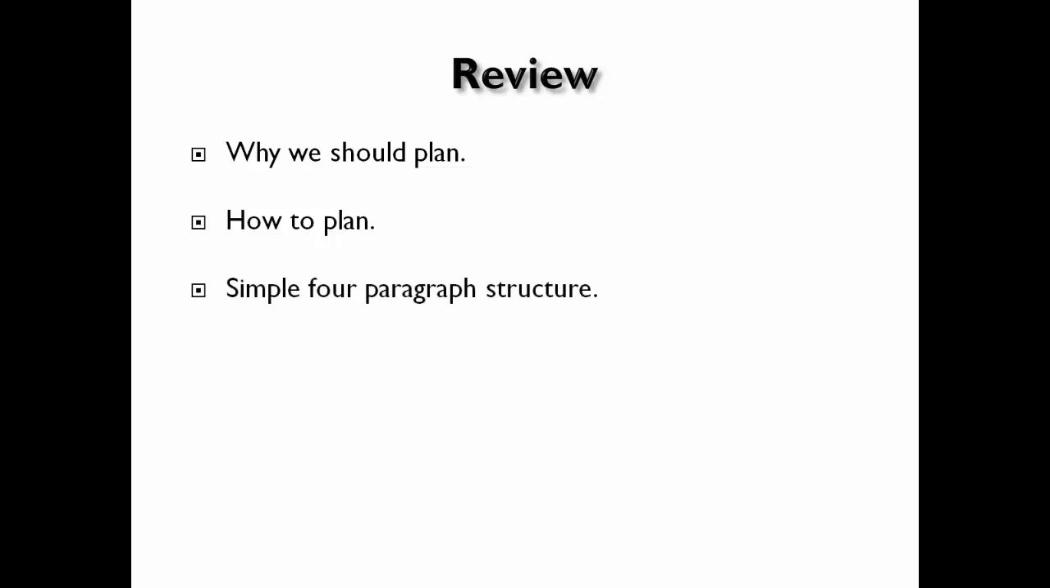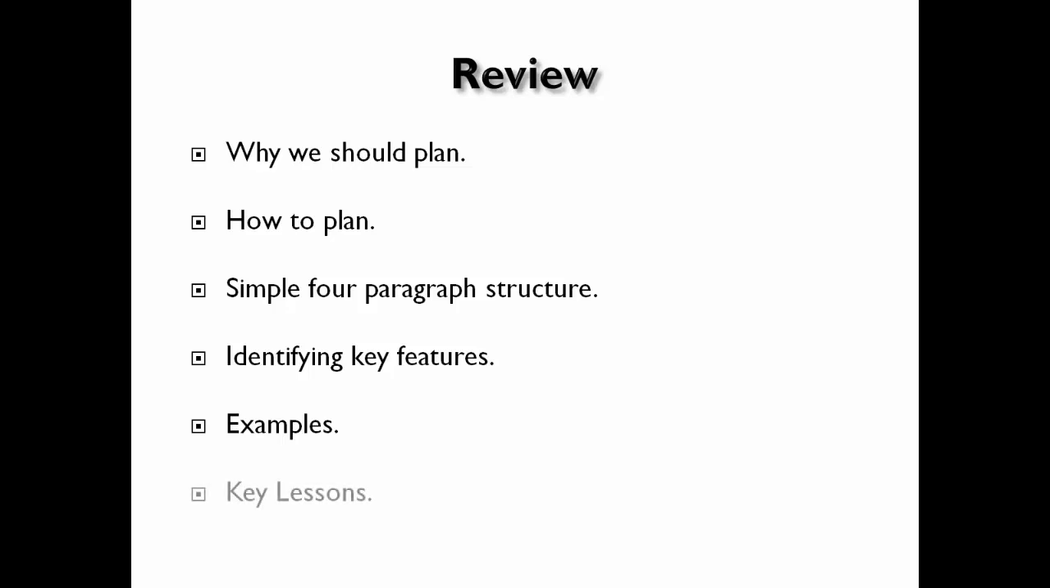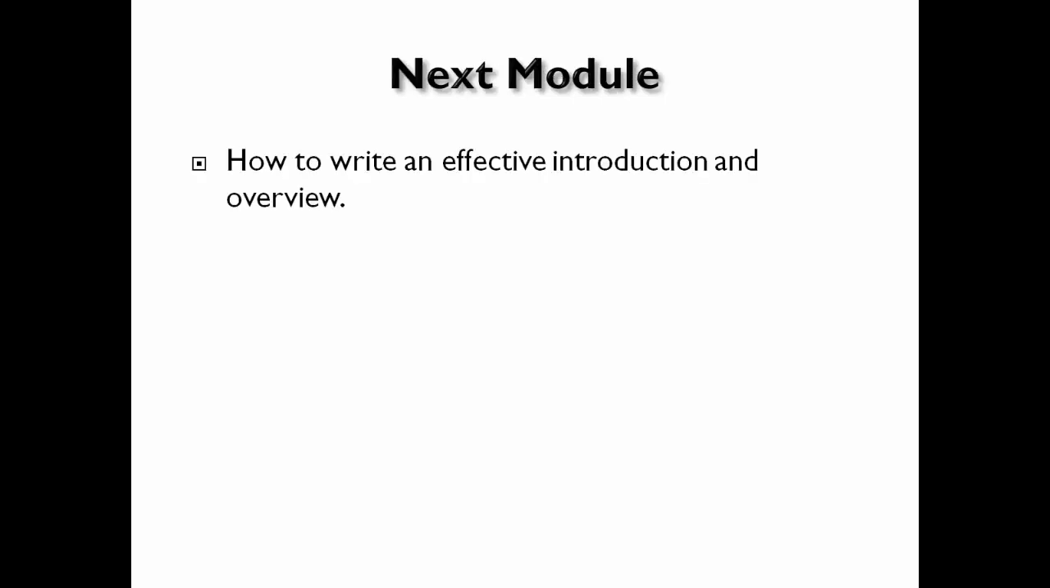So let's review what we did in this module. Why we should plan, how to plan, a simple 4-paragraph structure that I use, and we're going to be looking at that in much more detail in the next 2 modules. How to identify key features that we need to include in our overview. Then we looked at lots of examples, and we looked at key lessons that you need to think about when finding key features for your overview when you're writing your own questions. So in the next module, we're going to look in lots of detail about how to write an effective introduction and how to take our key features and include them in our overview.